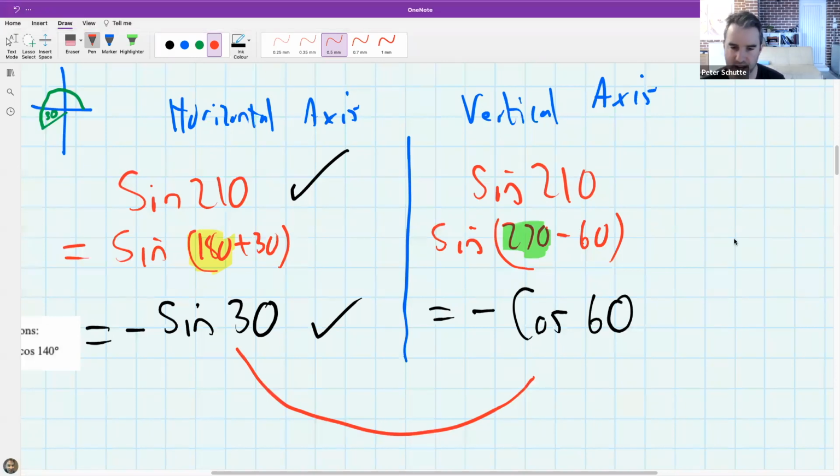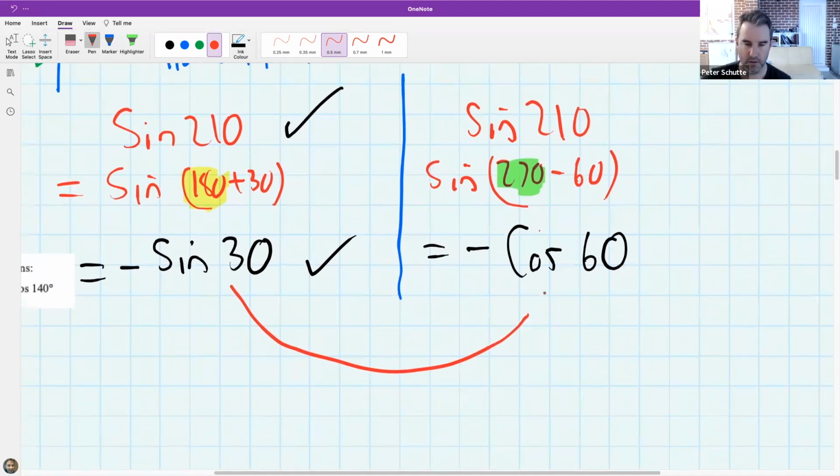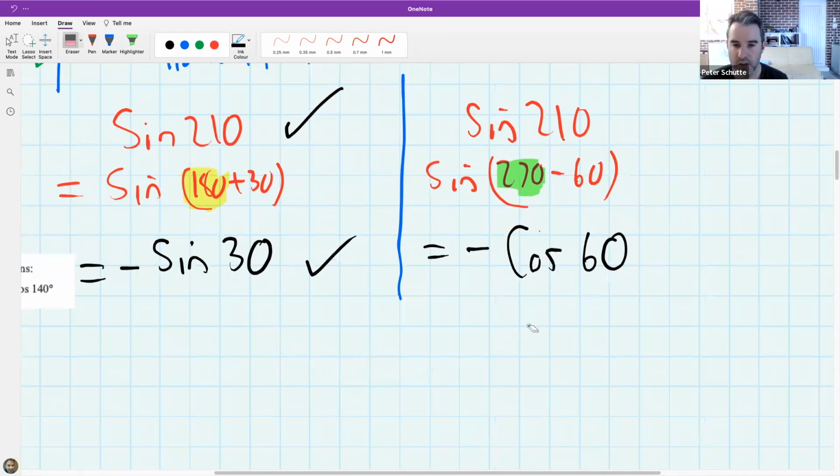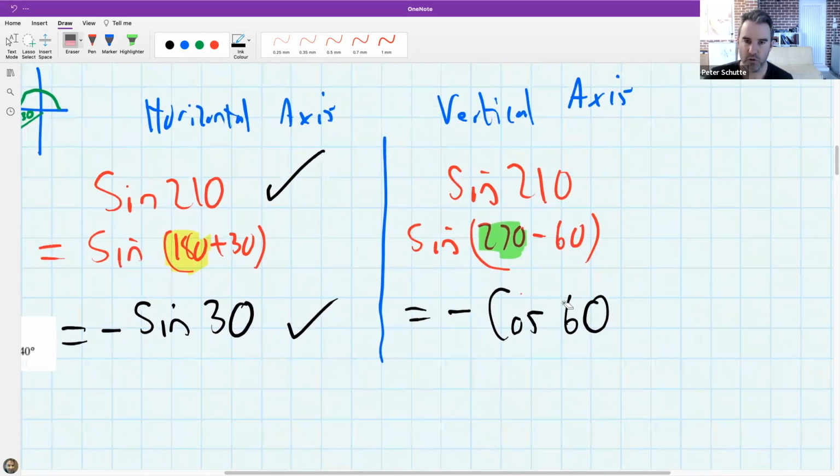Hi, sir. Hey. Sir, can I just ask, why is it negative cos 60, not like negative sin 60? Okay. When you use the vertical axis, or what we call co-ratios, to reduce a trig expression, you have to change from the original one to the co-ratio if you use the vertical axis, which is 270. Cool. So that's a rule.